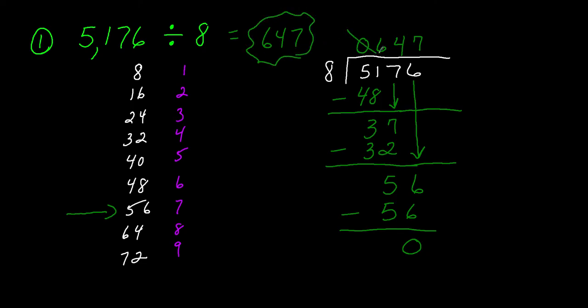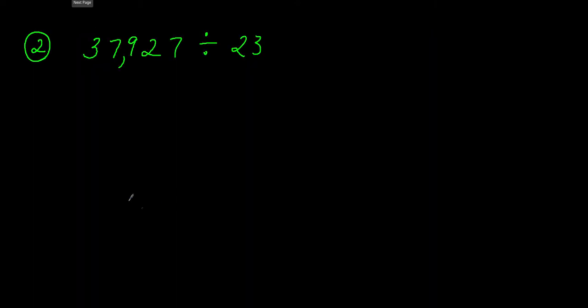Now you don't need to show this 0. Just show the 6, the 4, and the 7. Let's go to another one. This one's a little more difficult because we're dividing by a 2-digit number, but the process is the same. So I'll rewrite this. I'll put this on the outside. The 23 will be on the outside. And then I'll put this number here on the inside, 37927.